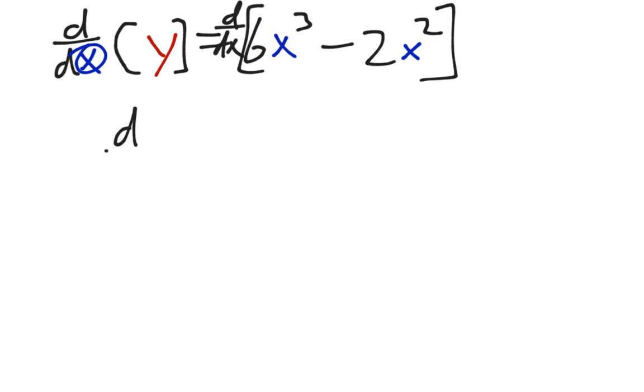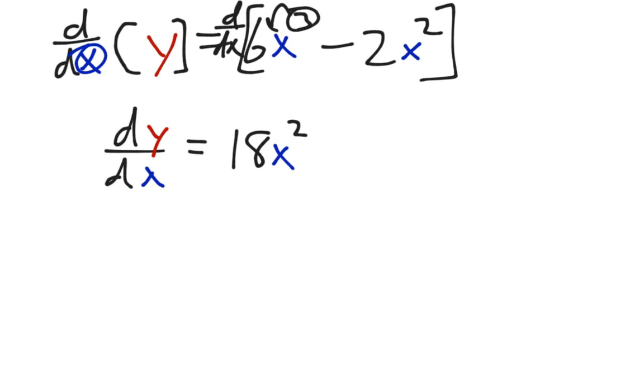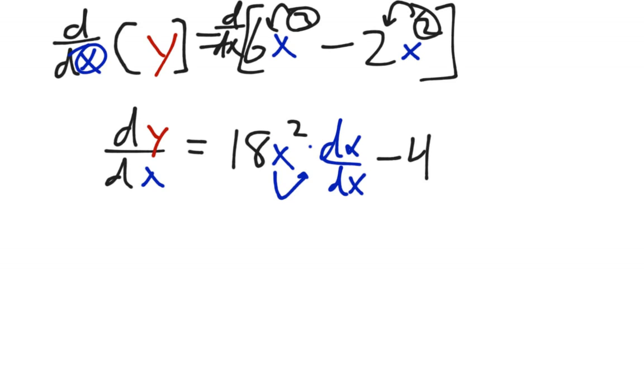So on this side of the equation, we have dy/dx. And on the other side, we just use our rules. For this one, we're going to bring down the 3. 3 times 6 is 18, so we get 18 times x, subtract 1, so 18x squared. And then, don't forget from that last video, the chain rule, we're going to have a dx/dx. Minus 2. We're going to bring down the 2 here, so 2 times 2 is 4. We're going to have an x to the first, which is just x. And then we're going to multiply again, chain rule times dx/dx.